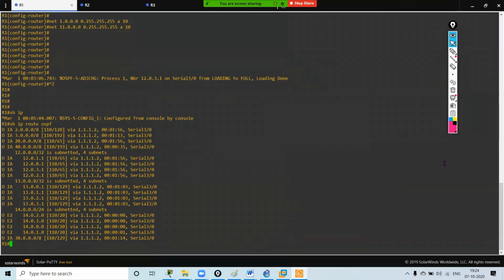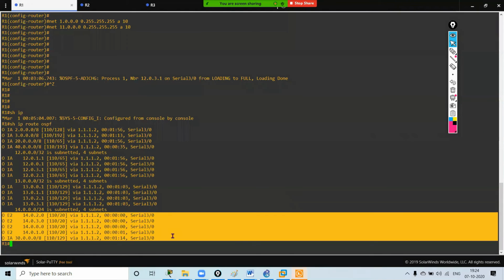This is my OSPF table. You can see I am getting E2 routes over here. I am getting OIA routes, and I am getting E2 routes.